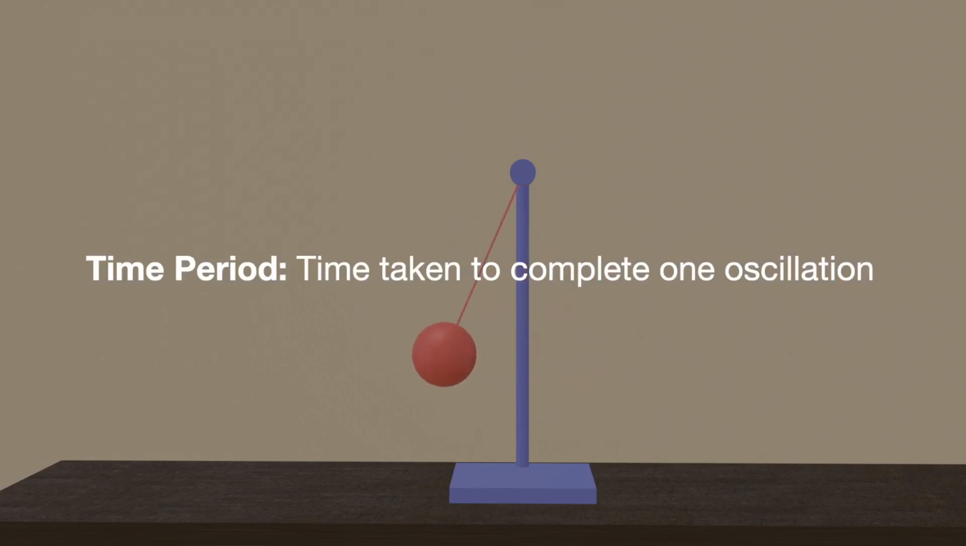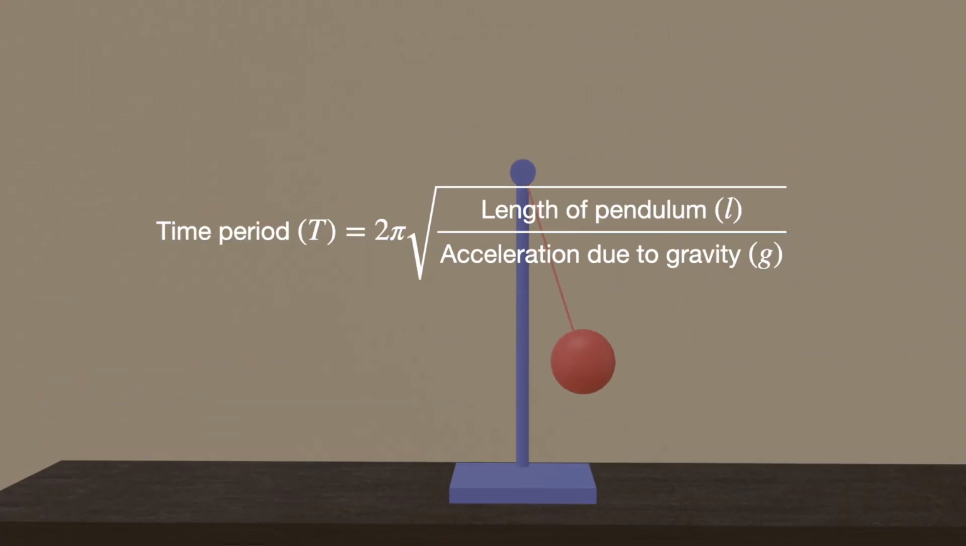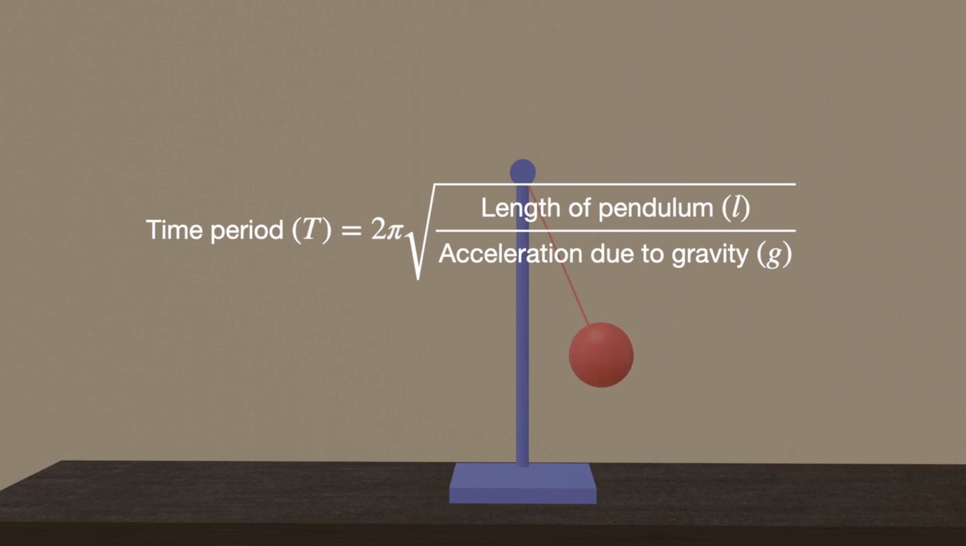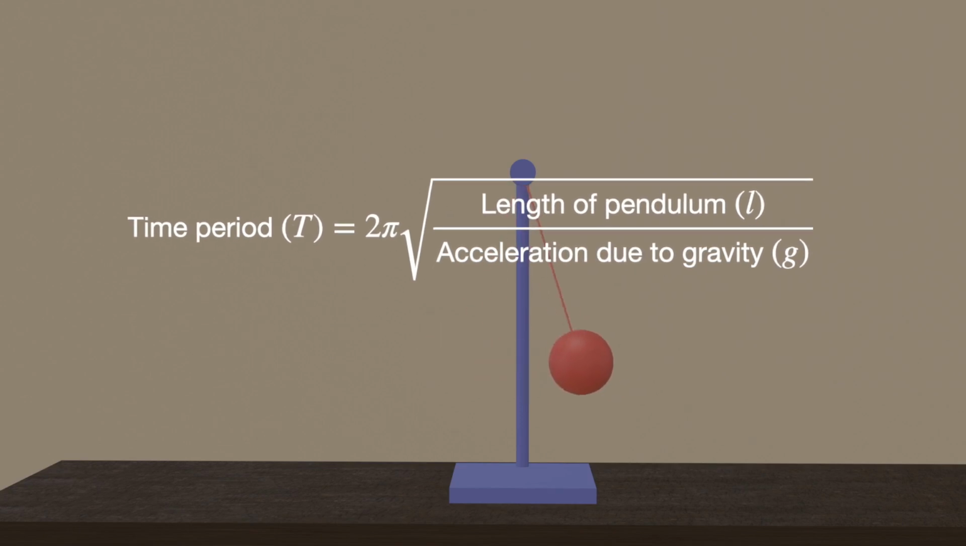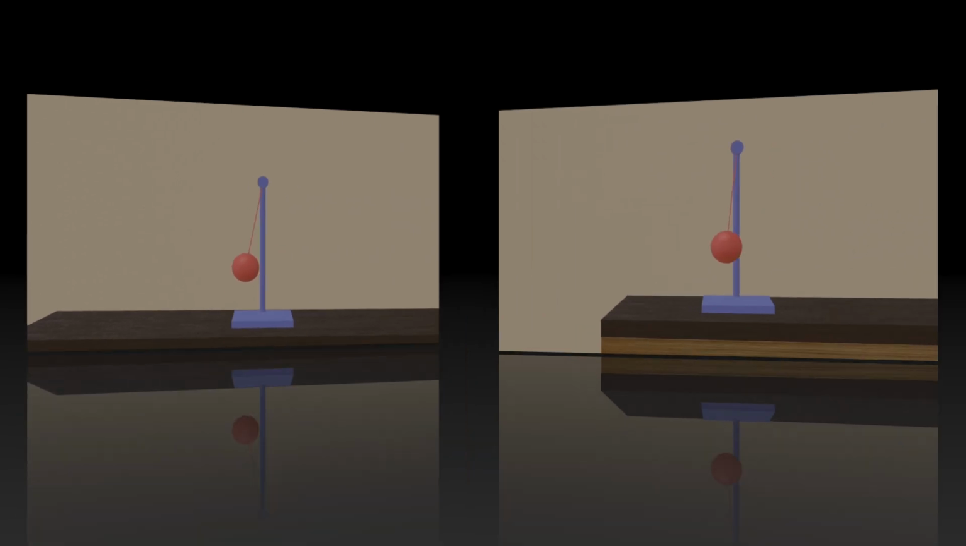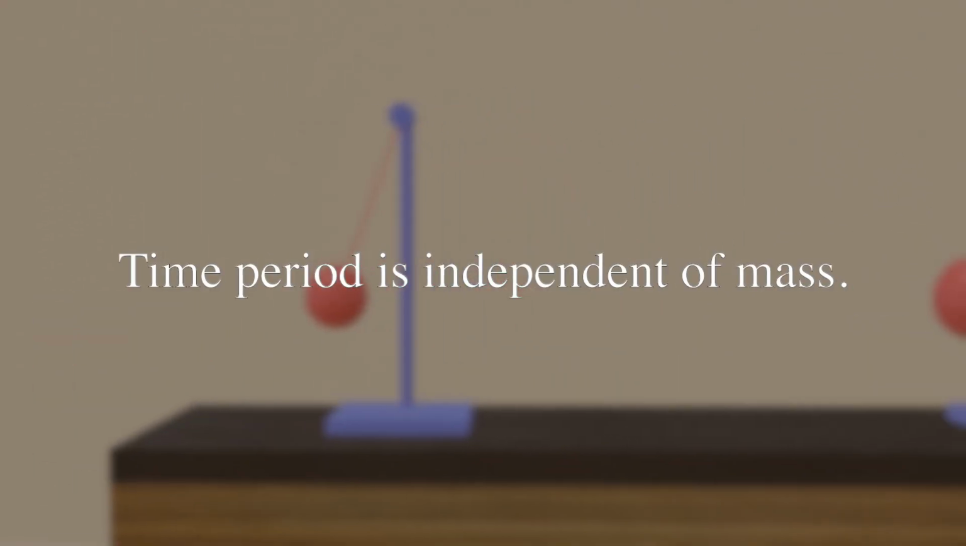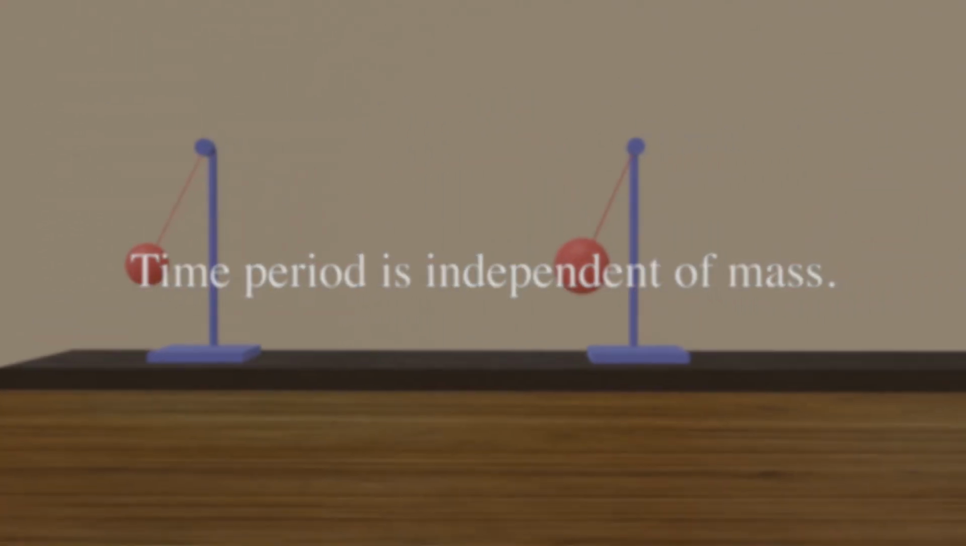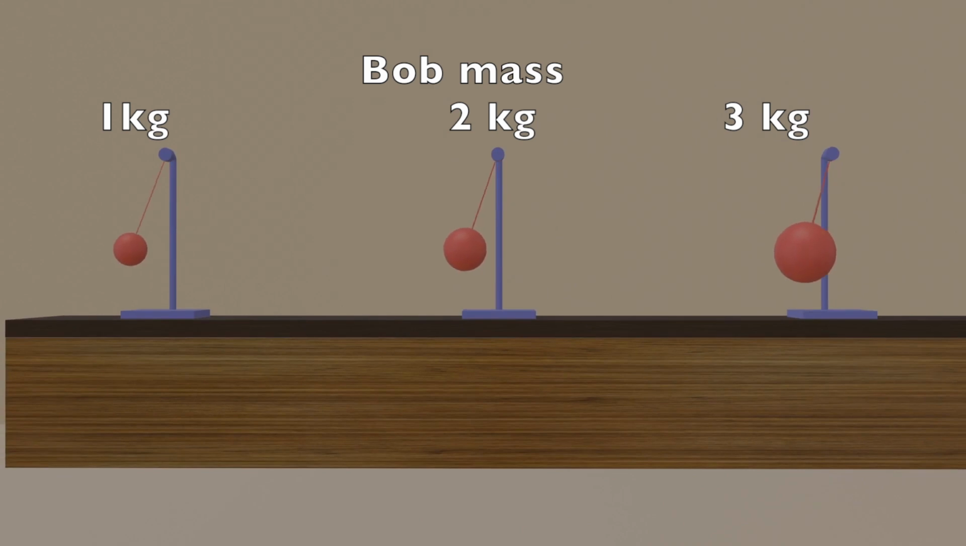Time period of a pendulum is the time taken to complete one full oscillation from one extreme position to the other and back again. Time period is equal to 2π root of the length of the pendulum divided by acceleration due to gravity. Time period is independent of the mass of the bob. Even though the masses of the bobs are different, their time period is the same.